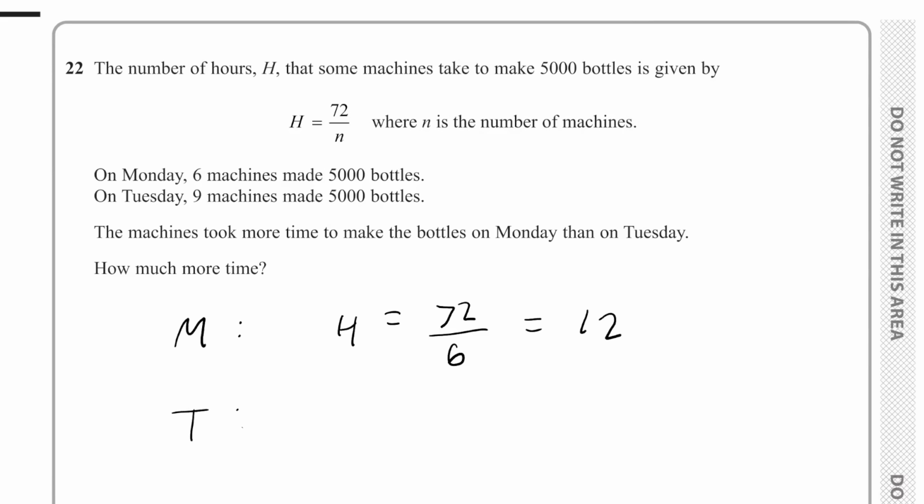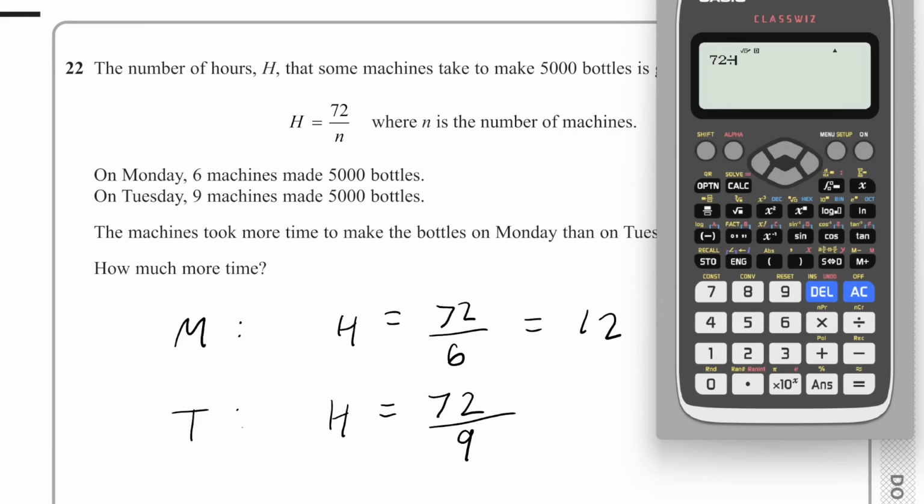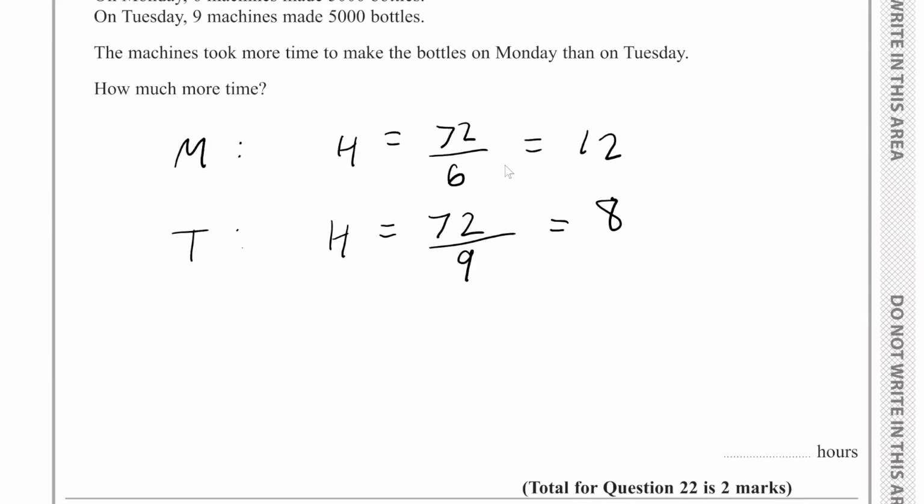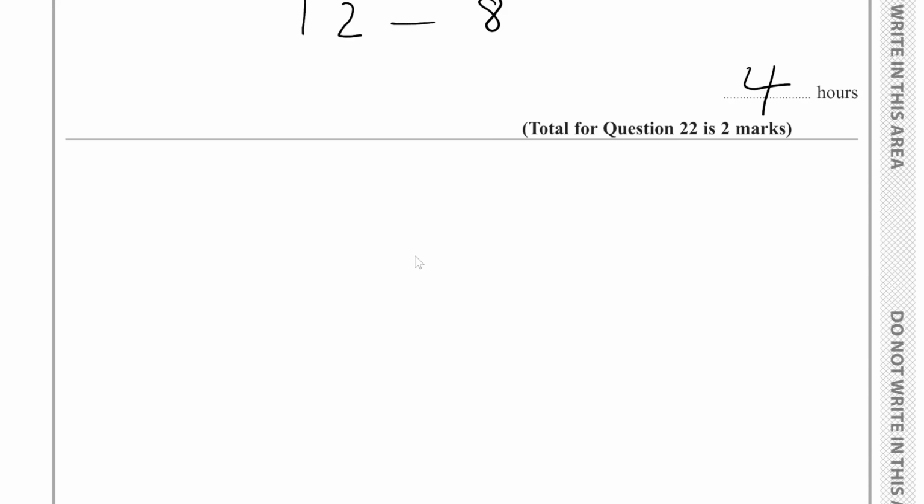On Tuesday, the number of hours was 72 divided by 9 for 9 machines. And 72 divided by 9 is 8. So how many more hours did they take on Monday than Tuesday? 12 take away 8, 4 hours.